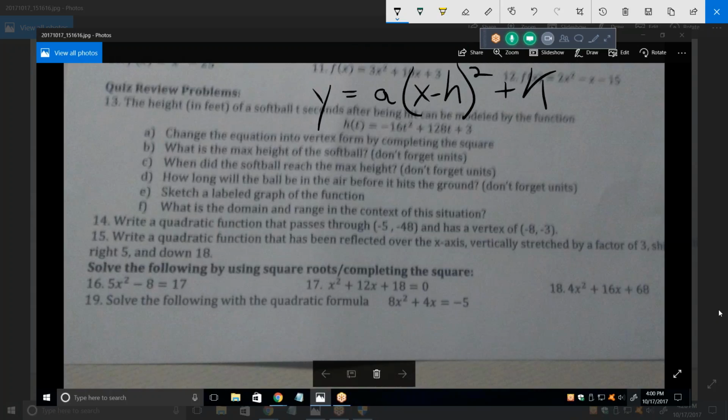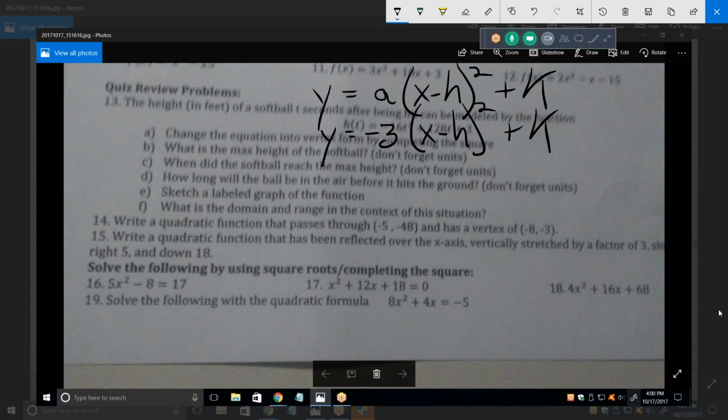First of all, let's just go from left to right. Reflected over the x-axis is going to mean what? It's negative. Okay. Vertically stretched by a factor of 3. What is that going to make a? Negative 3. Correct. And I'm just going to do it piece by piece here.